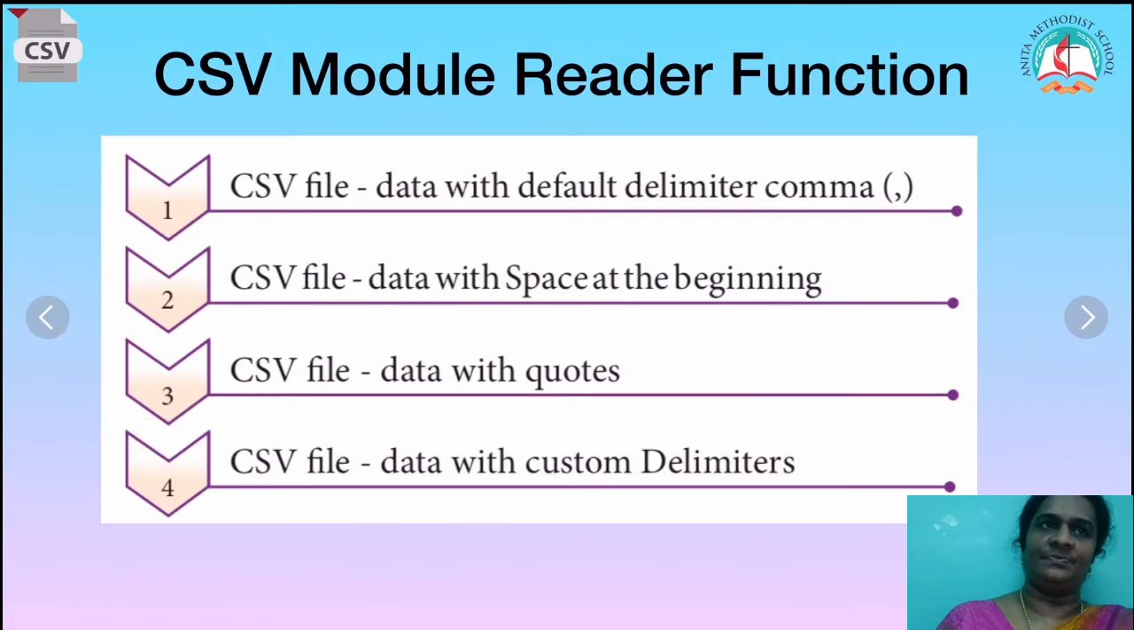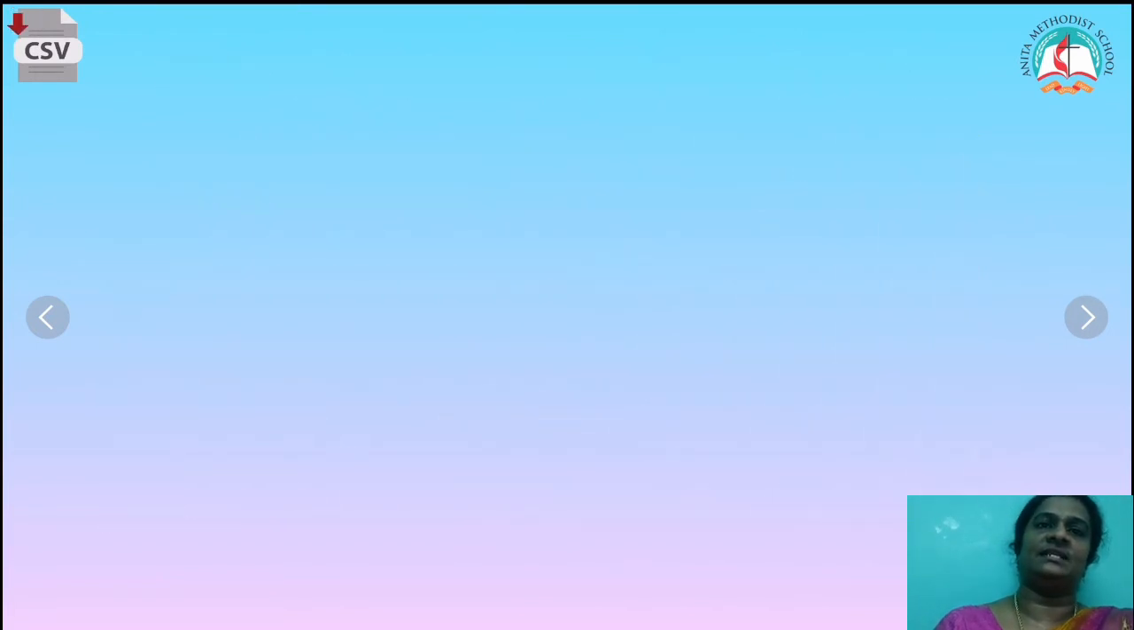Correct. And now the next thing we are going to see is which cases we are going to look at. The first one is a CSV file with delimiter comma. We are going to see the first with comma, next with a space at the beginning, third data with quotes, and fourth data with custom delimiters. So default comma, spaces at the beginning, quotes, and custom delimiters. Delimiters means either comma or apostrophe or full stop. All the formats come as a delimiter. Correct. So now let's see them one by one.